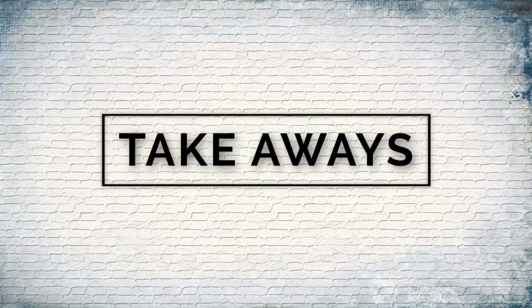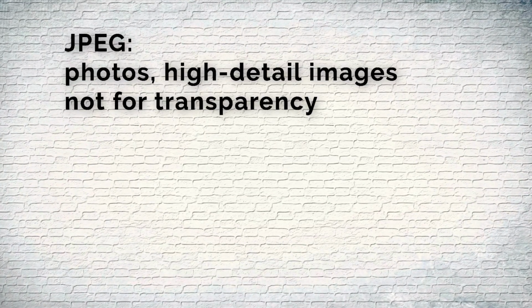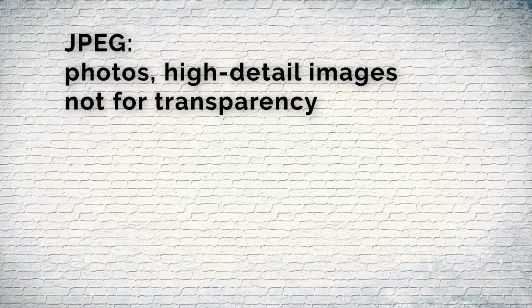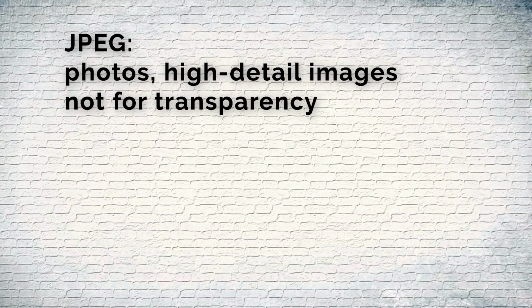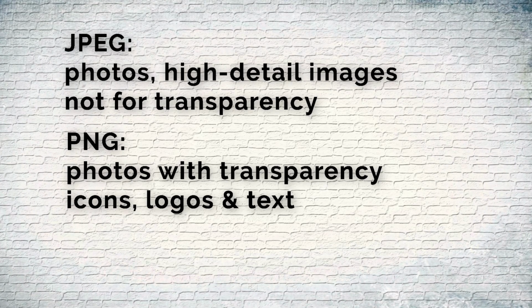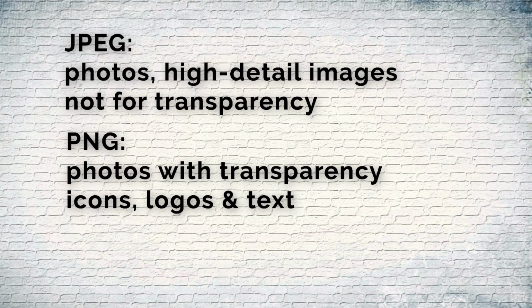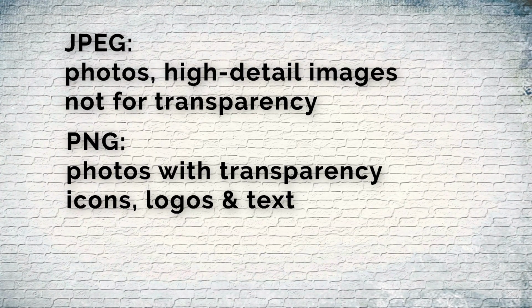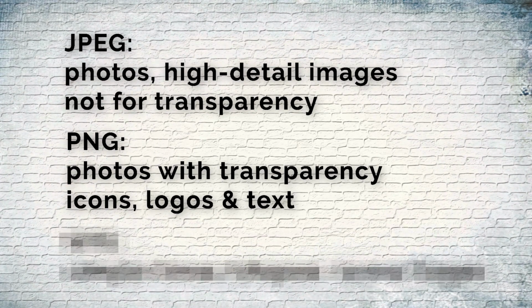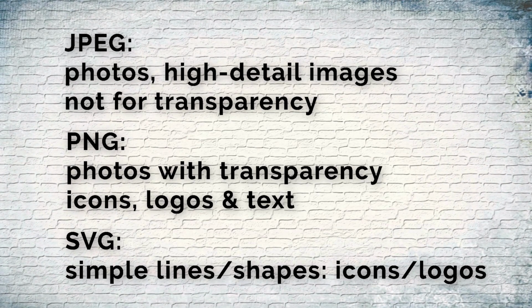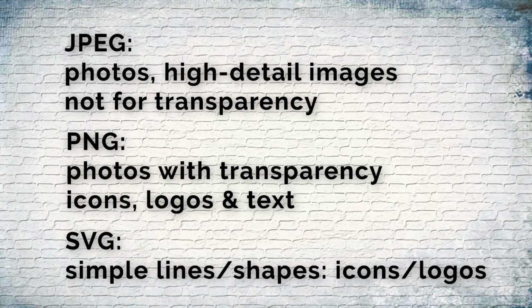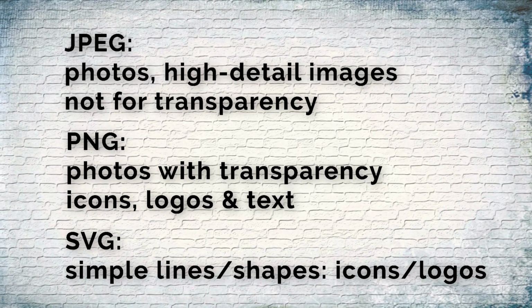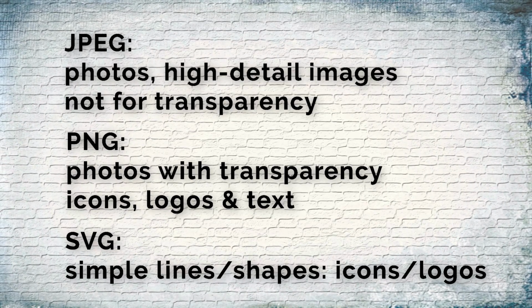So what are the takeaways for this tutorial? JPEGs are best used for photos and high-detailed images, except any image that requires transparency. PNG is used for photos that require transparency, logos, icons, and infographics. SVG is preferred for logos, icons, and infographics unless the image is too complicated and increases file size, in which case we will opt for PNG.